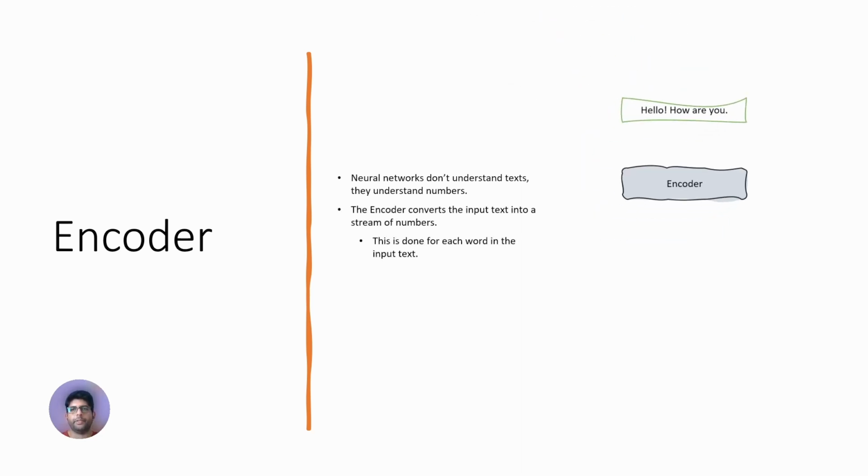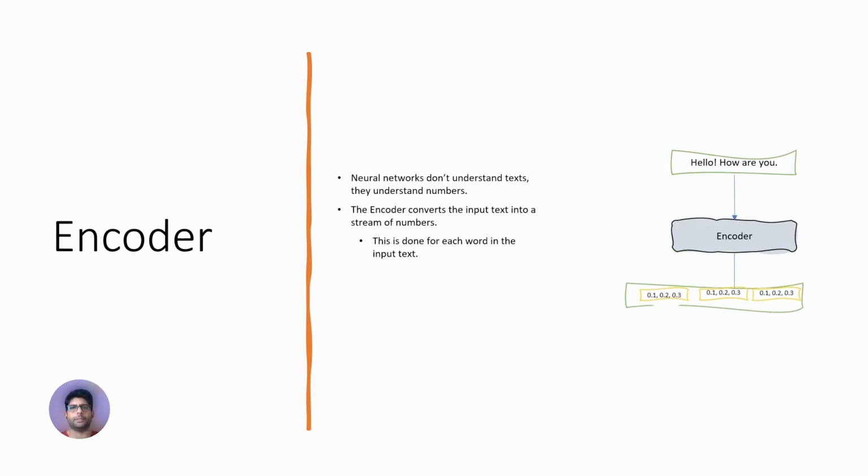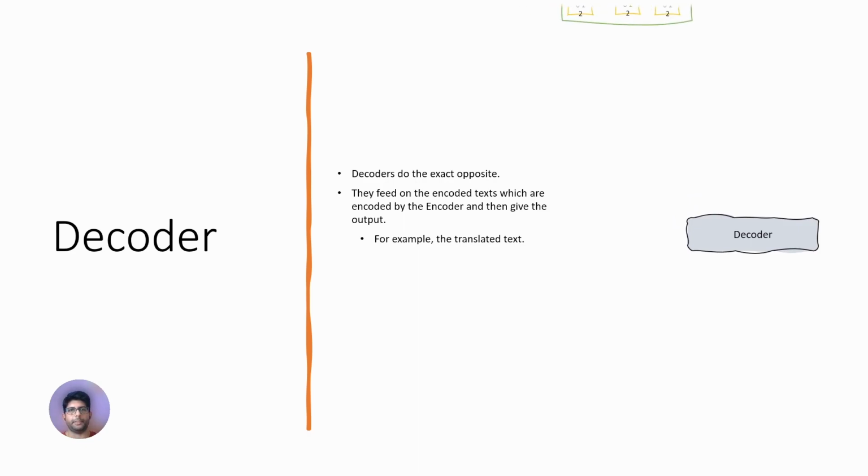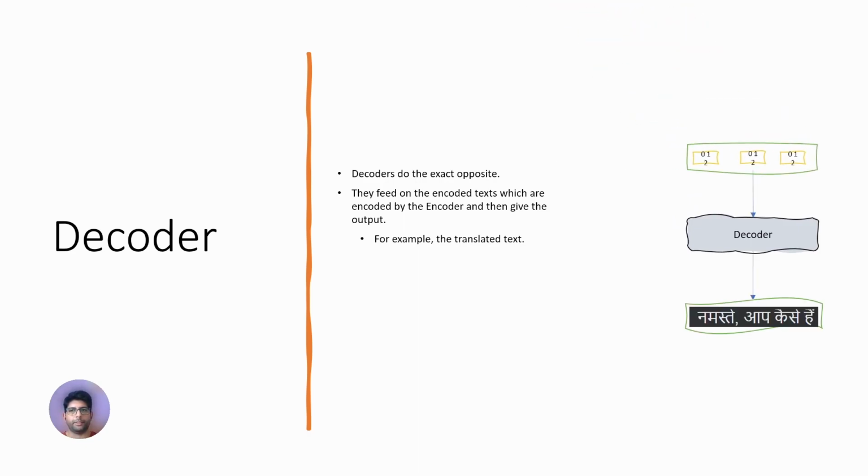Now, neural networks don't exactly understand text, right? They don't understand words. What they are good at understanding are numbers. So an encoder takes in a text and converts that into a stream of numbers. Each word has a numerical representation once it passes through the encoder. Decoders do the exact opposite. They feed on a stream of numbers and then give you back a prediction, for example, a translated text.